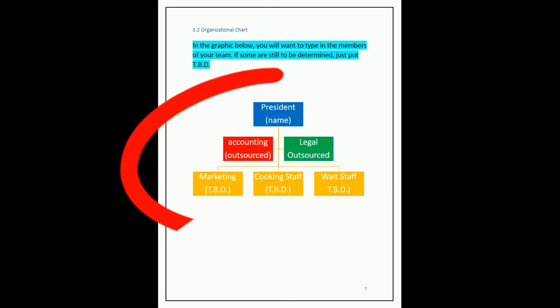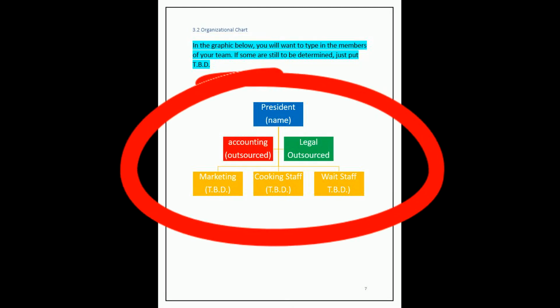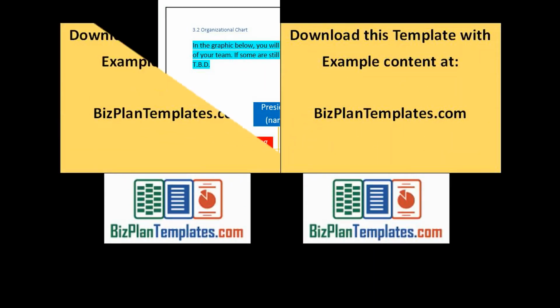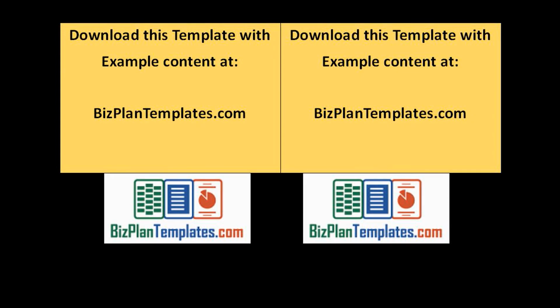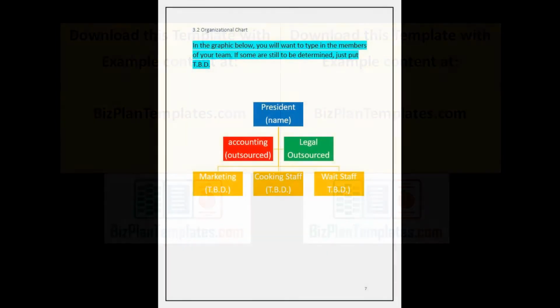The next subsection is organization. Here, the template supplies an organizational chart. The chart is in the form of a smart art graphic which shows the organizational structure of the company. Here, the names and titles of the individuals who will be running the company should be detailed.